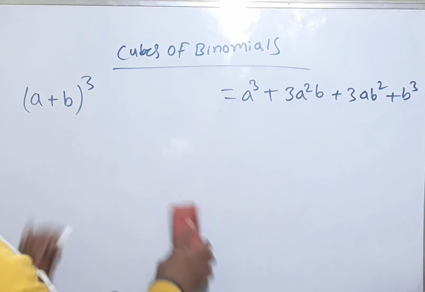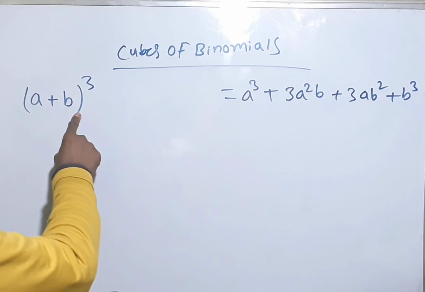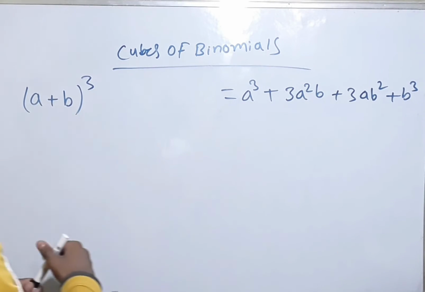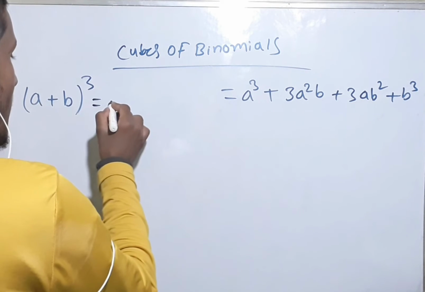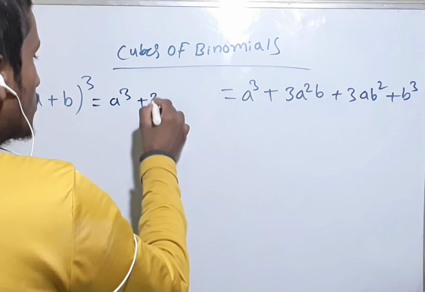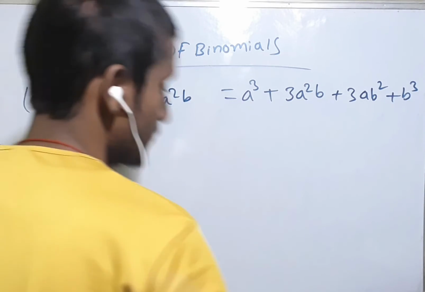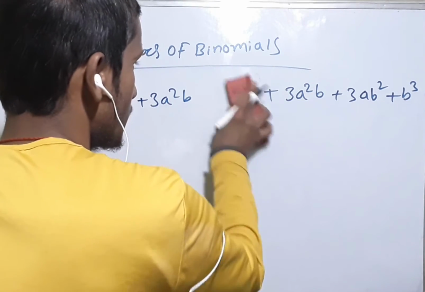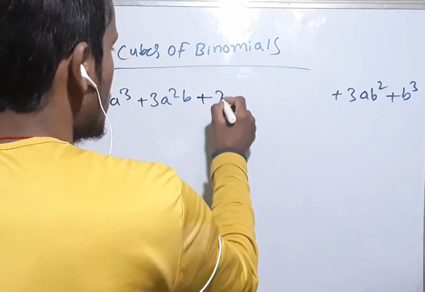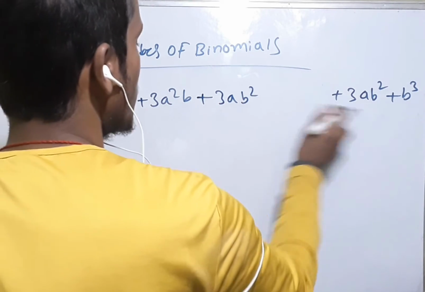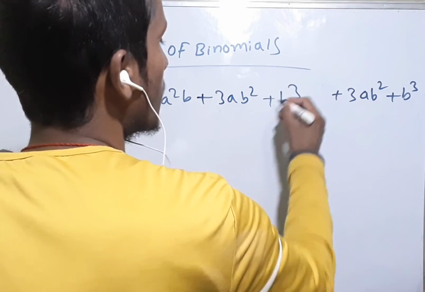Okay, so what is this equal to? This thing is equal to this. So we could write that the first formula that we have got is a cubed plus 3a squared b plus 3ab squared, this time plus b cubed.